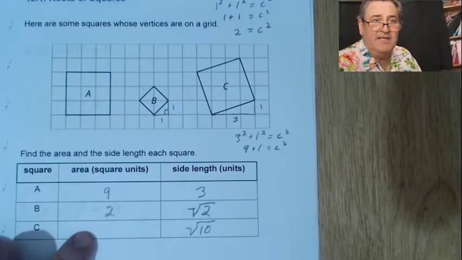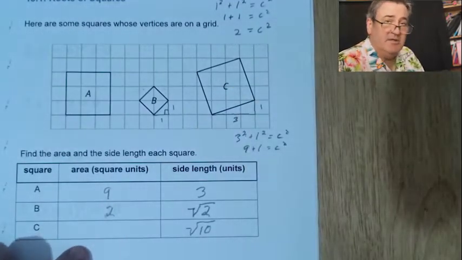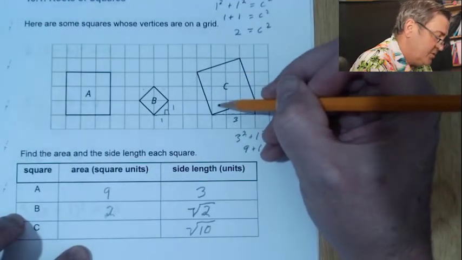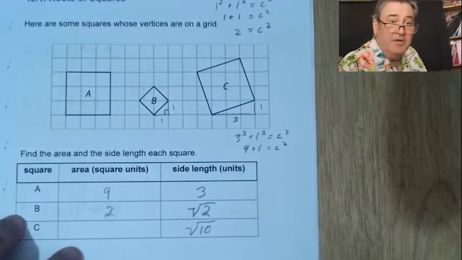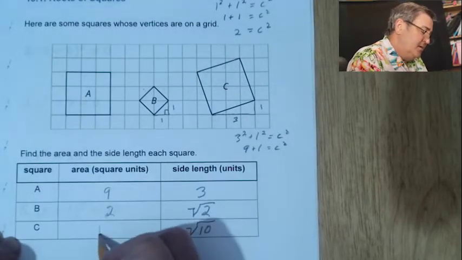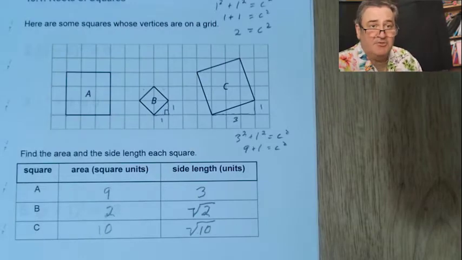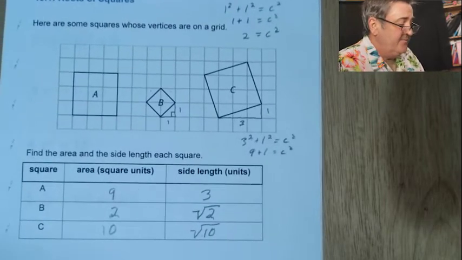So what is the area of this right here? And we can count it. 1, 2, 3, 4. There's a partial box. There's a partial. No, we don't want to do that. Square root of 10 times square root of 10. 10 square units.